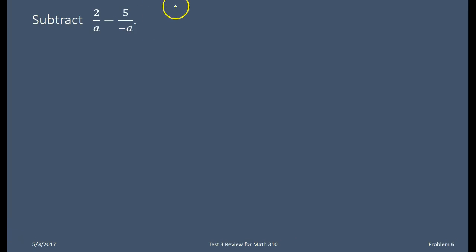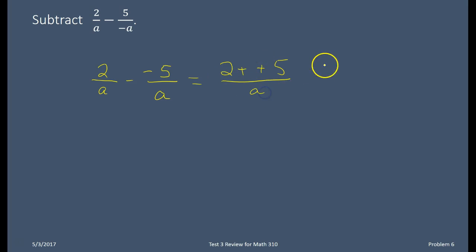This is another easy problem if you know how to handle your negatives. A and negative a are in the denominator, but the 5 over negative a is the same thing as negative 5 over a. You can put that negative in front of either number. If you put it in front of the 5 instead of in front of the a, we now have the same denominator. So we have 2 minus negative 5, minus a negative is plus a positive, over the common denominator, which gives us 7 over a.